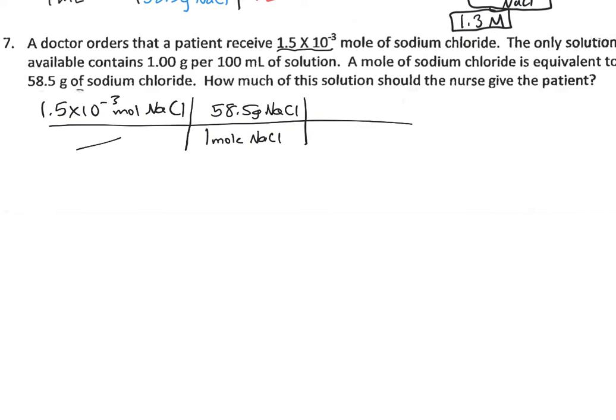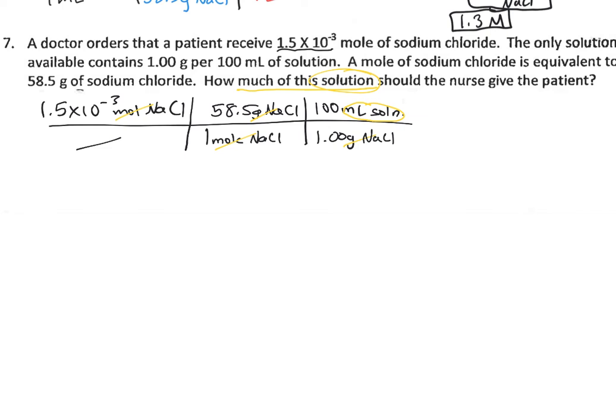And then what I know is that they told me that in every 1.00 gram per 100 milliliter solution, I'm going to write solution, that's how much sodium chloride is available in a solution. So what I'm going to do is look at what the units are doing. So far I've got moles canceling, grams canceling, and if I was super specific, I'd write NaCl here. I'm left with milliliters of solution, and that's what the problem was asking. How much of this solution, keyword, not just sodium chloride, should the nurse give?